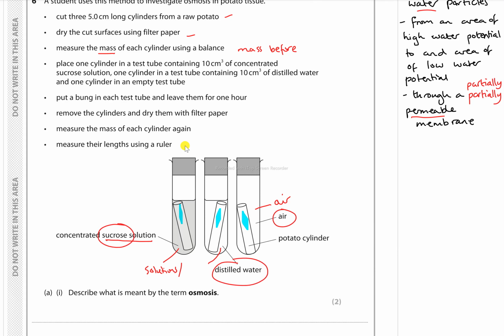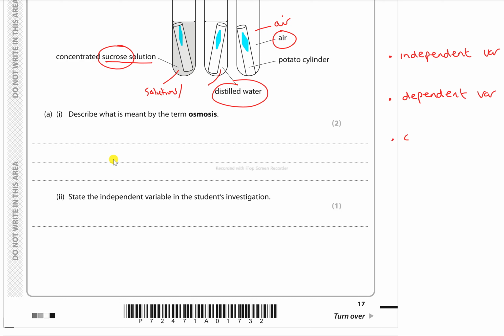That's the independent variable. Remember there's 3 types of variable. What are they? Independent is the one that you're in control of, you're going to change. Dependent variable is the one that you're going to measure, and control variable is the one you're going to make sure is the same so it doesn't affect or influence the outcomes of the experiment or investigation.